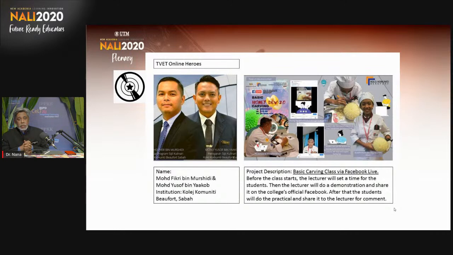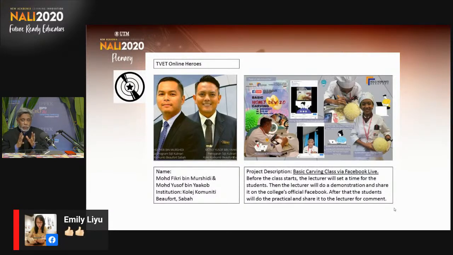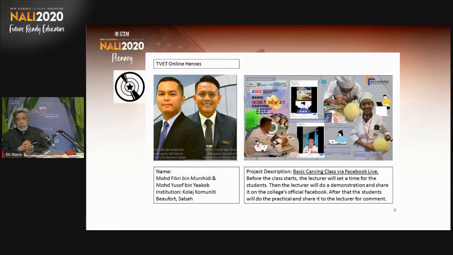Next, this is something also interesting. This is from College Community. Remember, TVET is also very much into skills and practicals. We're not just into education. These two lecturers from College Community Beaufort have taught online, using a few of the apps, how to carve a fruit. These are two lecturers from the culinary and hospitality program. They've managed to conduct a virtual class using all the apps that they can, and to conduct a very effective culinary fruit carving course, right?